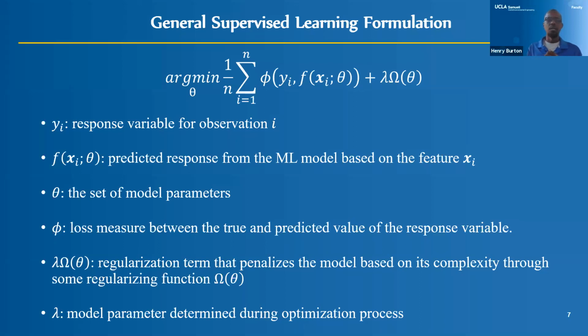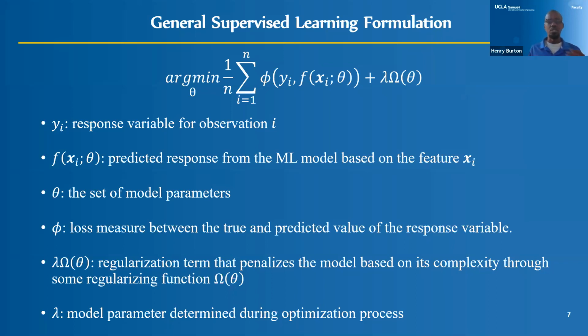So the basic machine learning problem seeks to develop some function that gives predictions that minimize what's called the loss between the predictions and the actual values, right? In this equation, the thing we're trying to predict is the y_i, that's the response variable, and you have a set of observations of that response variable. Then you're trying to develop some function that predicts the response based on some set of features, right? What is shown as f of x_i, theta is the machine learning model, where theta is some set of model parameters.